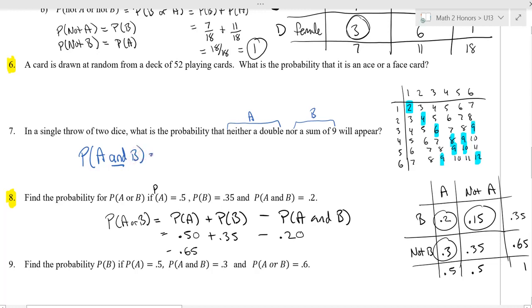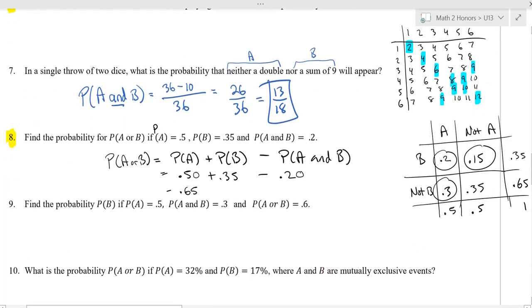It's tricky language here. It's not an OR problem, so you don't want to use one of those OR formulas. Let's go back to elementary probability here, and so that we know it's out of 36. If you count what's highlighted, you end up with 10, so subtract 10 from the 36, you get 26, reduce, and you got your probability.